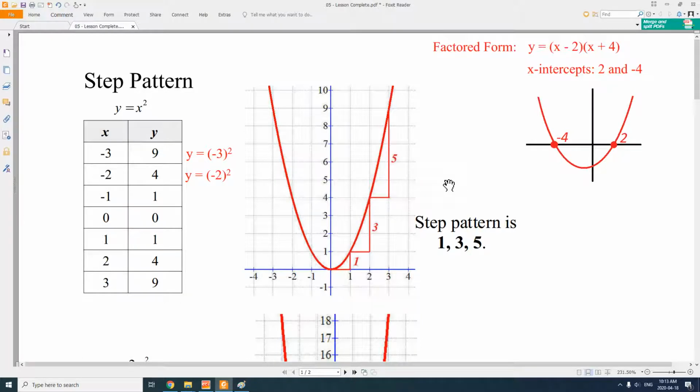As long as you have a basic parabola with an a value that's 1, right, there's nothing out front there, it's like a 1x squared, then our step pattern will be 1, 3, 5. Every time you go over from the vertex, you will go up 1, then over and up 3, then over and up 5.